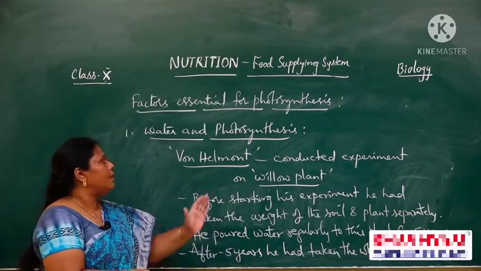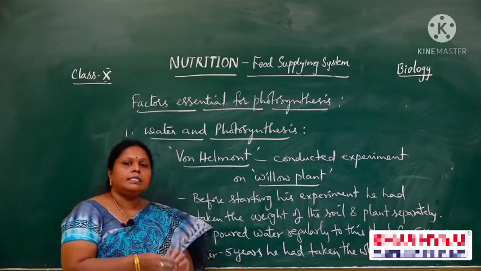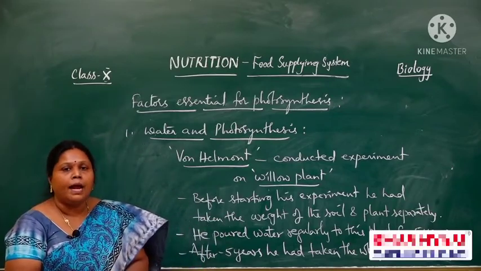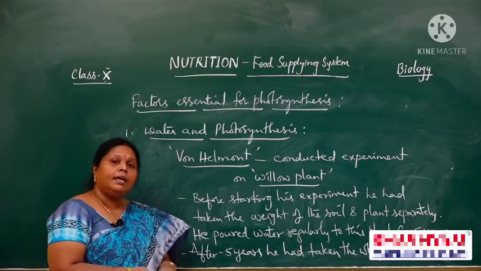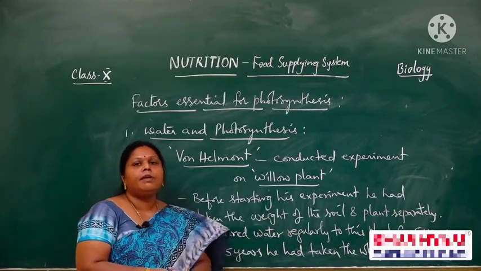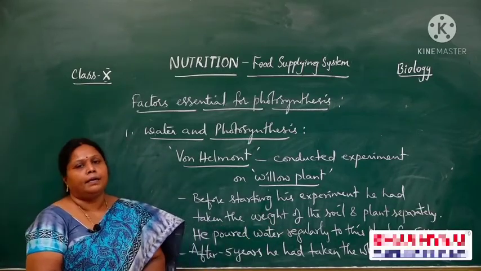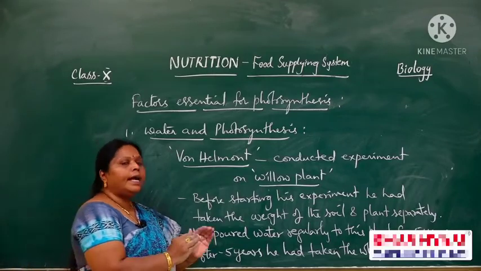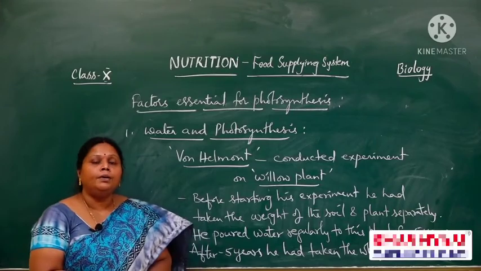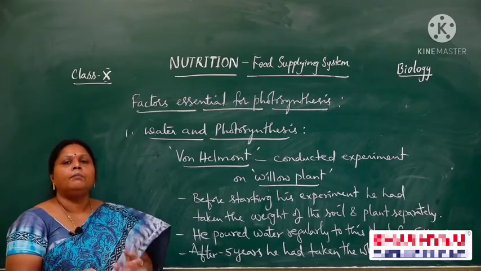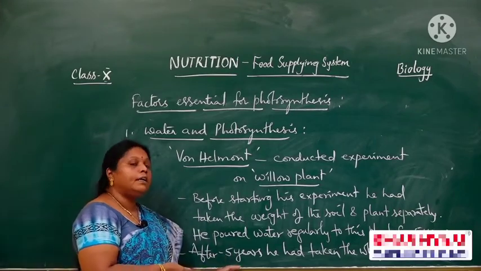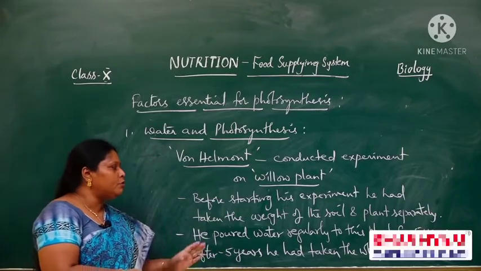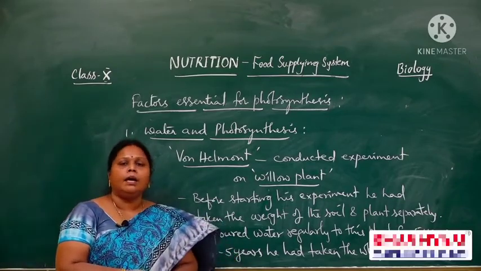Well, Helmont took the weight of the soil and the weight of the plant separately, and he noted them as the initial weights of soil and the plant. Now again he placed the plant as usual in the pot and kept it aside. Now what did he do? He regularly poured water to the plant. For 5 years he continued the same way. He used to pour water regularly to the plant.